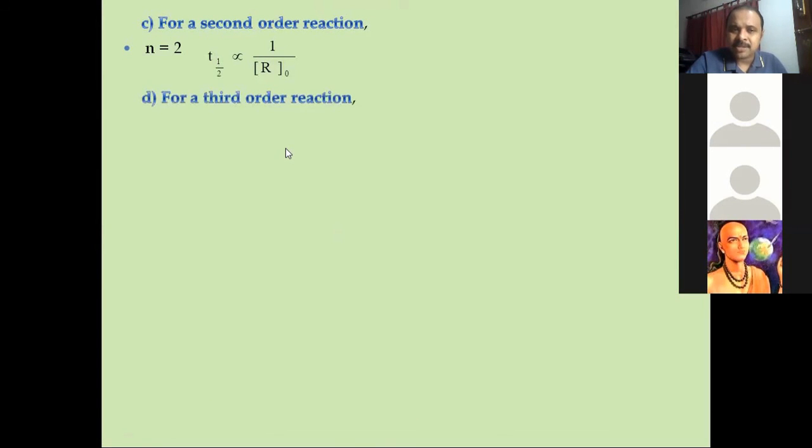For a third order reaction, n is equal to 3. Half-life is proportional to 1 by R naught square, because 3 minus 1 is 2, it is square. So half-life is inversely proportional to the square of initial concentration for third order. Inversely proportional to concentration is second order. Just independent is first order. Directly proportional is zero order. If you have fractional order also, it will follow, sir. Yeah. Why not? Definitely. When the order is there like that, obviously it has to be like fractional order. But we study these things as per the syllabus.